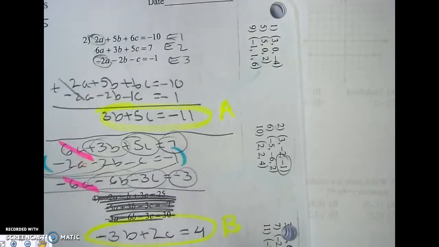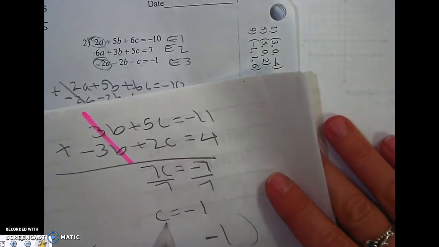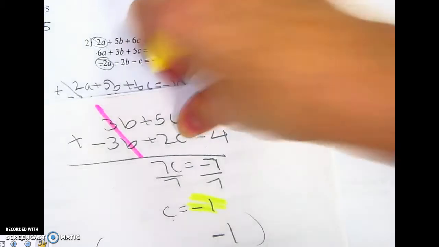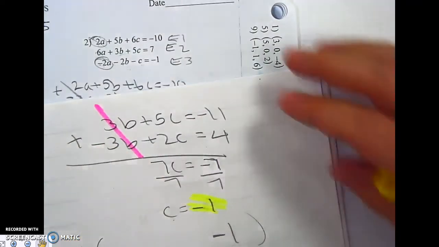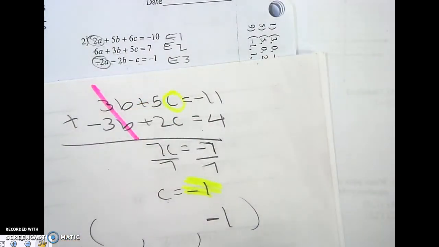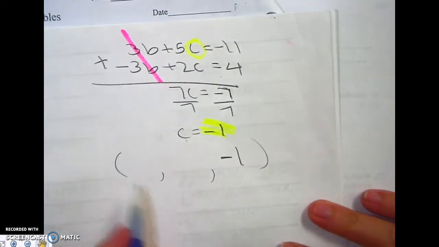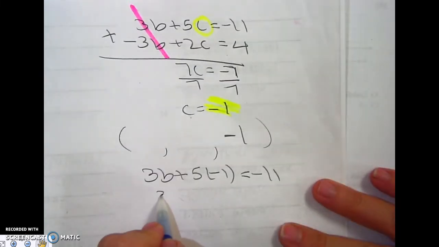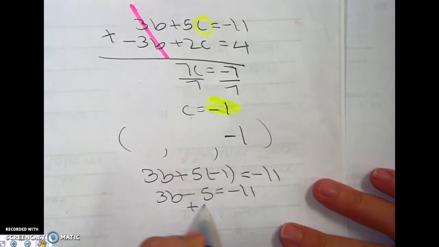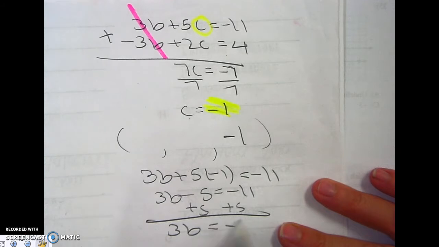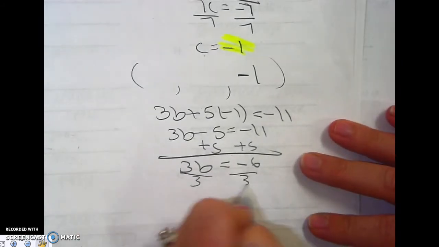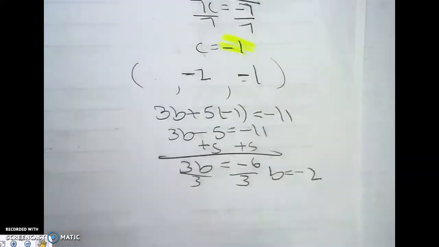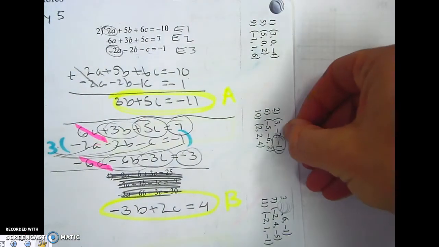So perfect. Now that I got my C, I'm going to take this value and I'm either going to plug it into the first equation or the second one. It doesn't matter. There's a negative there and a negative there. I think I'll plug it into the first one. So 3b plus 5 times negative 1 equals negative 11. 3b minus 5 equals negative 11, plus 5 plus 5. 3b equals negative 6. Divide by 3. b equals negative 2. Since it goes A, B, C, that comes next. Let me double check. Yay, my B is negative 2.